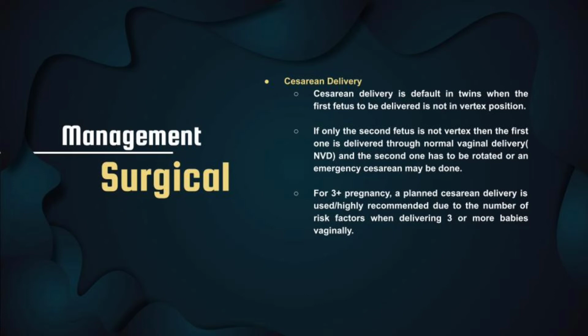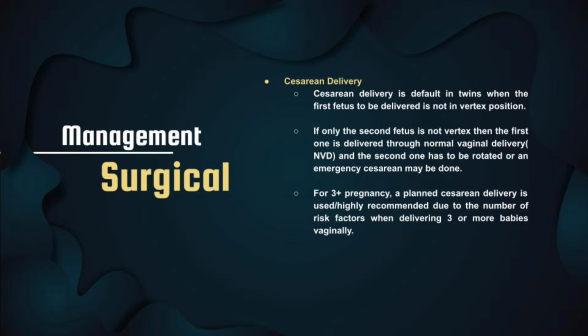And lastly, we have surgical management. For this, we have the cesarean delivery. Cesarean delivery is default in twins when the first fetus to be delivered is not in vertex position. However, if only the second fetus is not vertex, then the first one is delivered through normal vaginal delivery, also known as NVD, and the second one has to be rotated or an emergency cesarean may be done. Without any of the mentioned conditions and any other complications, twins can be delivered NVD.